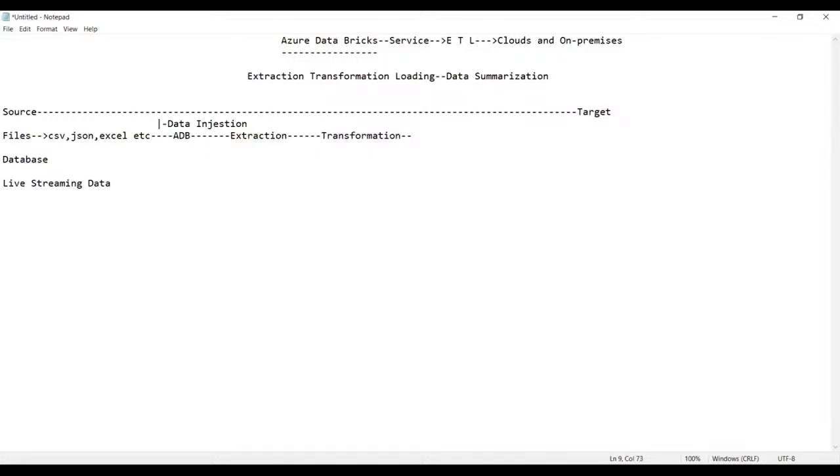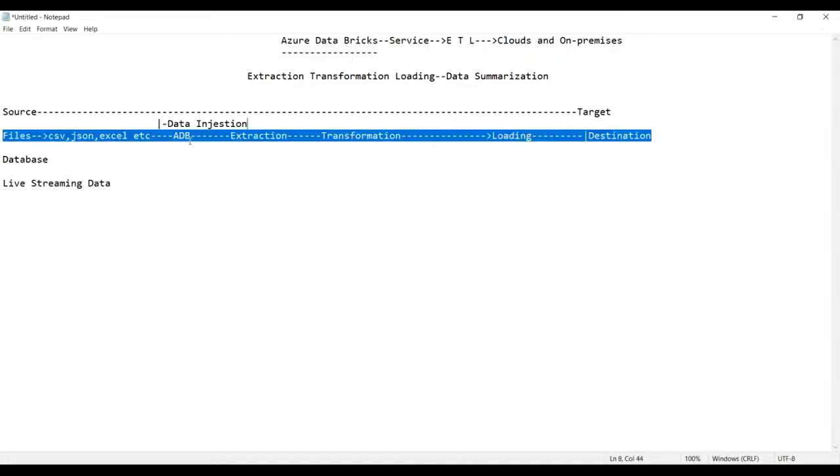And once the transformation is done, finally we perform the loading. Loading the data into the target. That is called the destination. Destination or target. Getting my point?